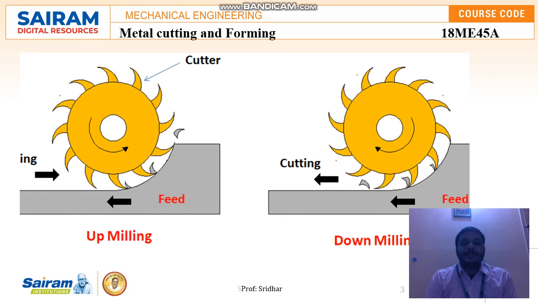Here also we give the feed and depth of cut. The material is removed to get the desired shape or size, and based on our feed and depth of cut we can remove the excess material. This is how up milling and down milling work. Based on this principle only, the milling process is used to remove excess material with the help of the cutters.